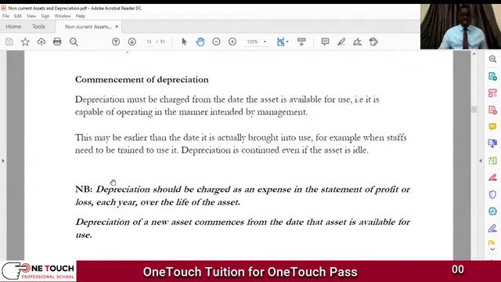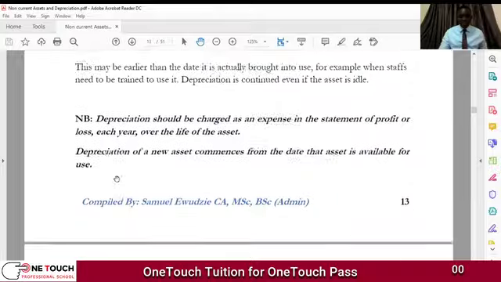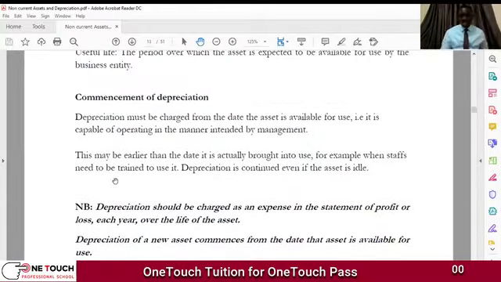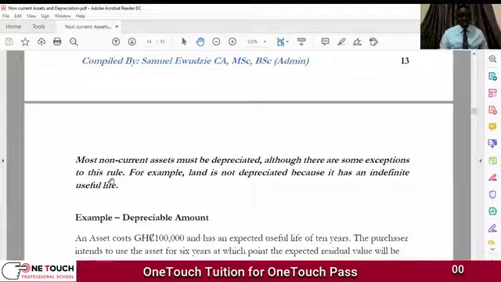Note, depreciation should be charged as an expense in the statement of profit or loss each year over the life of the asset. And depreciation of new assets commences from the date the asset is available for use. That is just to stress that point. Most non-current assets must be depreciated, although there are some exceptions to this rule. For example, land is not depreciated because it has an indefinite useful life. You cannot assign useful life to land, so it's not a depreciable asset.